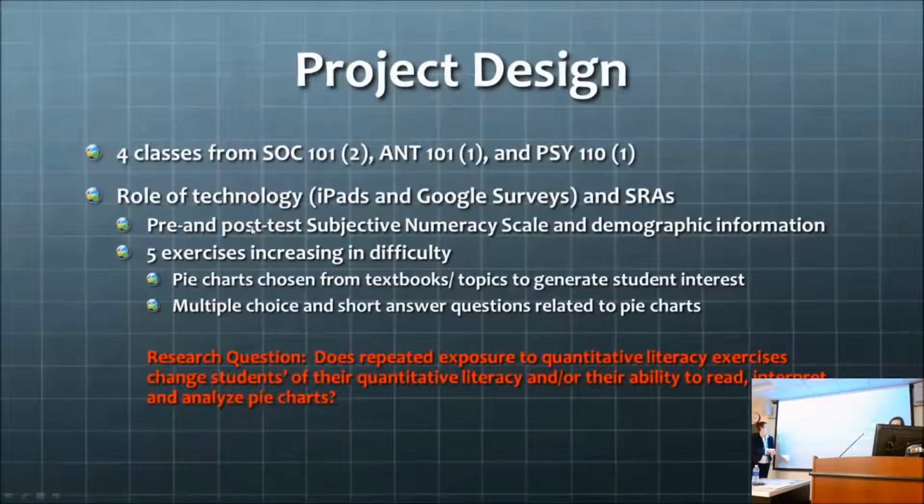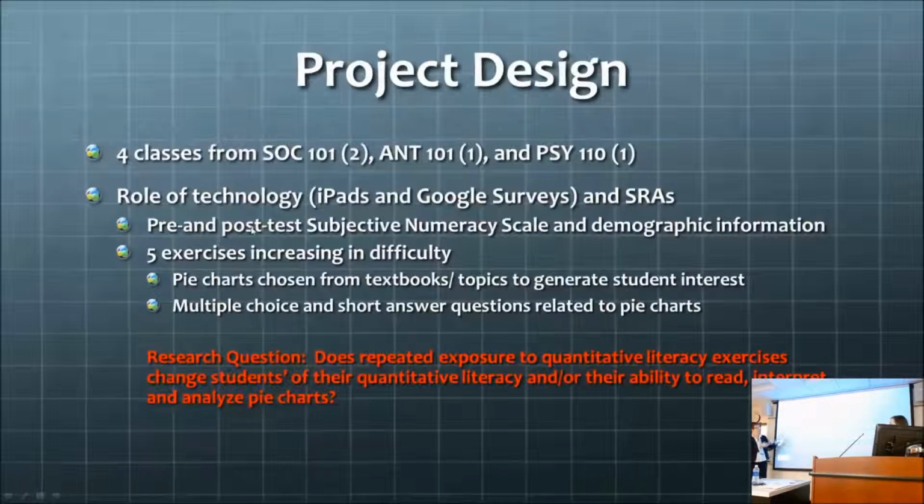What we wanted to do is use iPads, Google surveys, and our student research assistants to conduct this study. Our question is, if we repeatedly expose people to quantitative literacy exercises in the classroom, does that change their quantitative literacy abilities? Does it change how they feel about their own quantitative literacy? And do they get better at analyzing the pie charts in our study? We decided to pick one kind of tool, the pie chart, instead of trying to do too many things at one time.